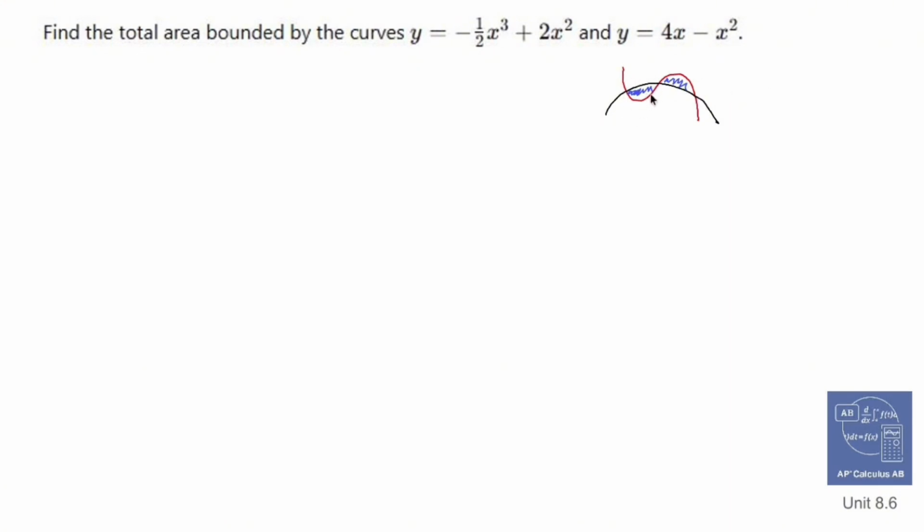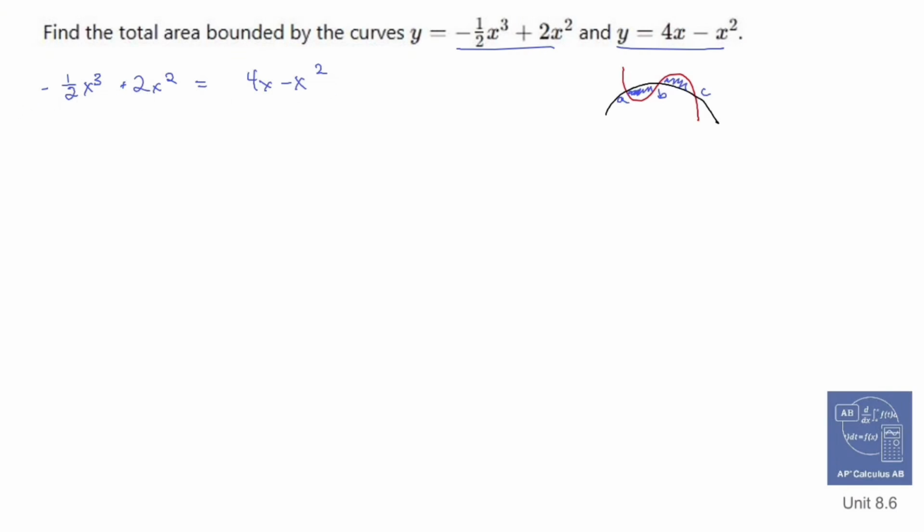and hopefully get positive answers for both. If we don't, make it positive, no big deal, and then just add them up. So what I need to do is find out what my points of intersection are. And the way that I do that is by setting these guys equal to each other and solving for x. So we have negative 1/2 x cubed plus 2x squared equals y equals 4x minus x squared.